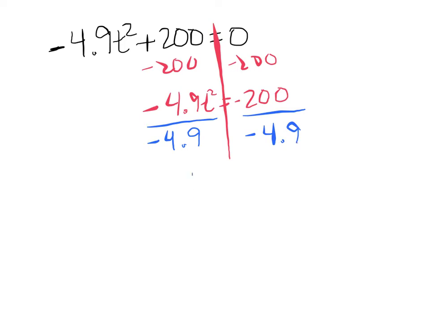So we're going to end up with t squared equals, now let's do negative 200 divided by negative 4.9 right now, and that way we'll have a decimal. We know it's going to be a gross answer anyways. 40.82 is what I got. Check my math.